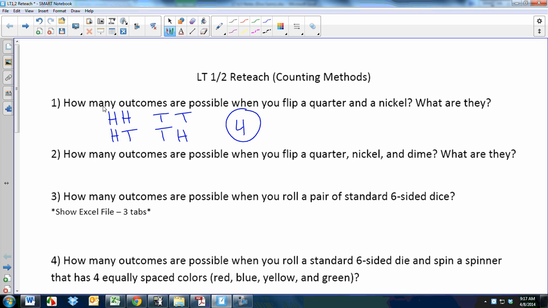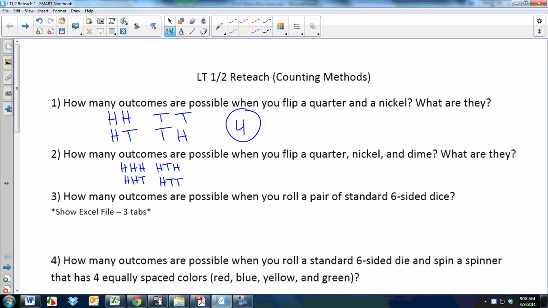Then in number 2, we're flipping a quarter, a nickel, and a dime. How many outcomes could you get there? Well, you could get heads, heads, heads. I'll be systematic about it. Heads, heads, tails. Heads, tails, heads. And only one more option with heads on the first. Heads, tails, tails. That covers all of the heads first, right?